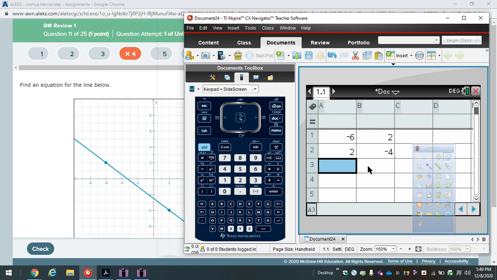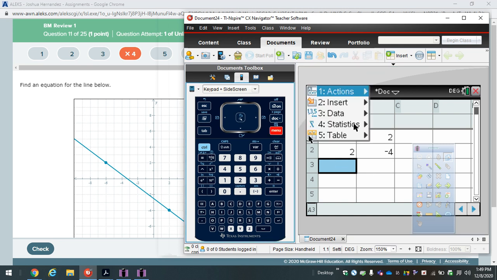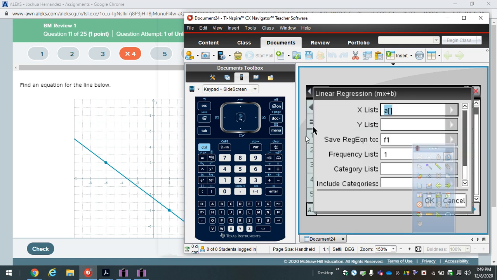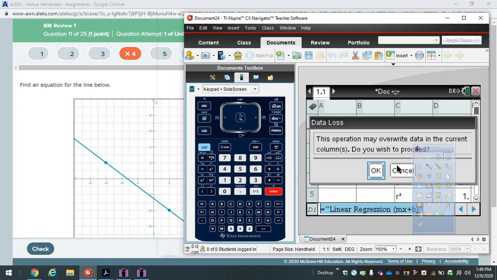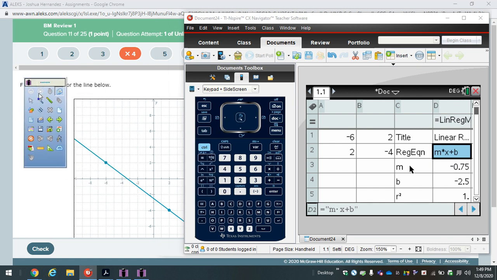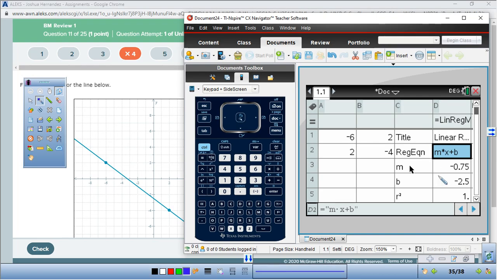Come back to the side. Again, I can't emphasize come back to the side. Your life's a little easier. Menu 4, 1, 3. A up there, B here. There's my equation. I don't know what I pressed, but there it is. So my equation would be y equals mx plus b, remember the form. My m goes here, which is a negative 0.75, x plus my b, which is minus 2.5.